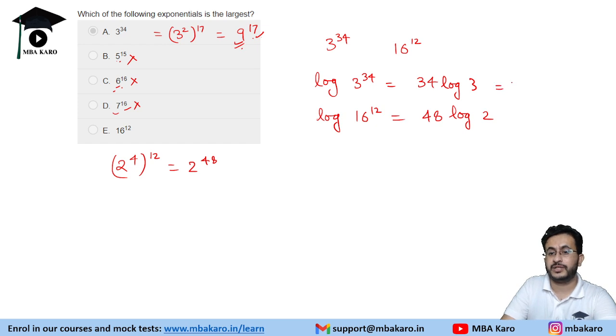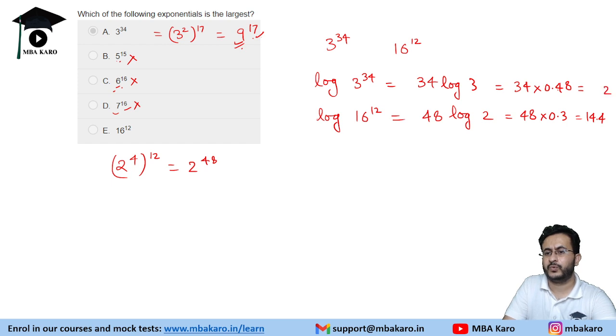So 34 log 3 is 34 into 0.4771. Okay, 0.48 you can take. And 48 log 2 is 48 into 0.301. So 0.3 you can take, that is 14.4, and this value will be 48 into 34. So 34 into 8 will be 272, 27 carries 136, 160.